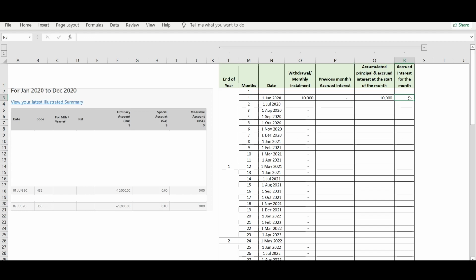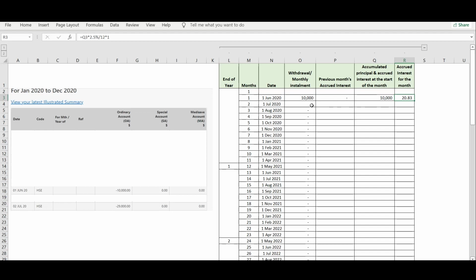So this will be calculated by taking the accumulated principal times 2.5%, which is the OA interest rate, divided by 12 because 2.5% is per annum. So divide by 12 months for a year and times 1 month. This would derive at an interest of $20.83 for the first month.